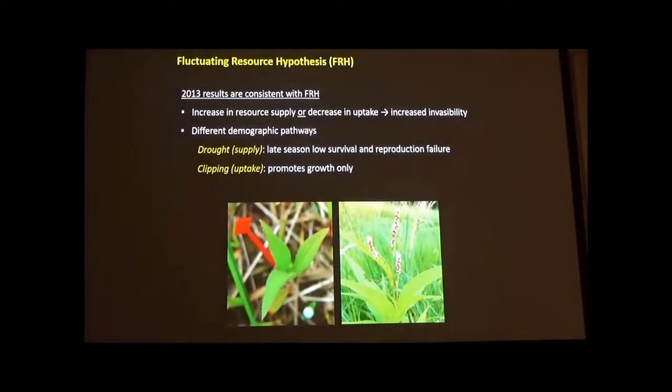And so we see results consistent with the fluctuating resource hypothesis in that increasing resource supply or decreasing uptake led to increased invasibility, but importantly through different demographic pathways. With drought changing the supply of resources, we see late season low survival and really a reproduction failure that was the main cause. Right? And it happened to be a pretty dry summer. But for the rest of the growing season, drought plants were doing pretty well. I didn't show you data for clipping, but the effect of clipping was only through growth. It didn't change survival at all. Right? So these different axes have different demographic implications.